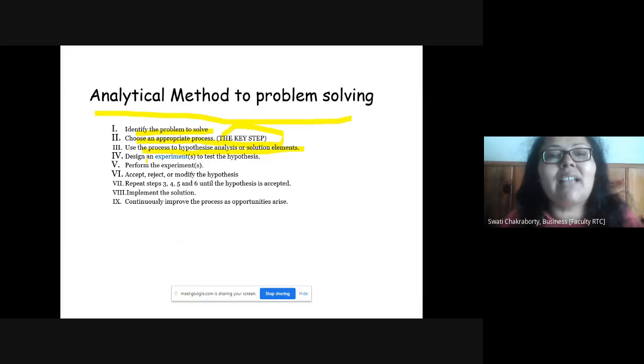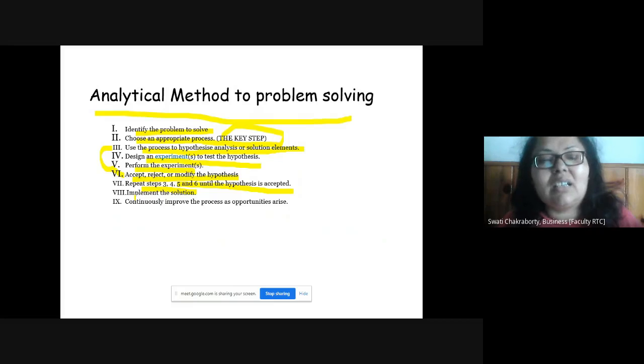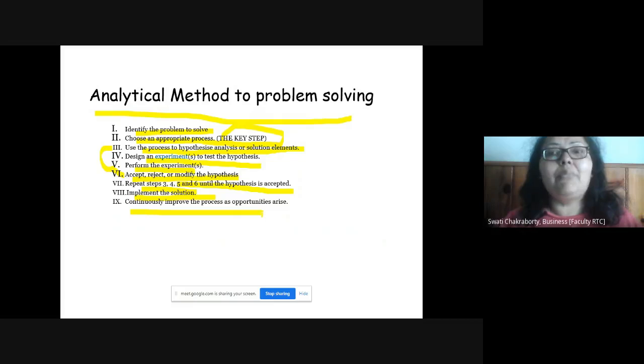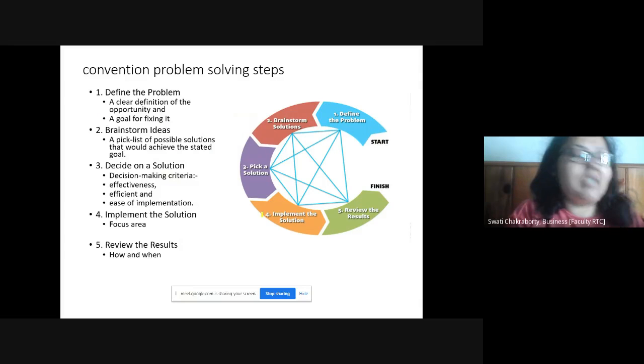Then you have to design an experiment to test that hypothesis to see whether your hypothesis is correct or not. After designing the experiment, you have to perform it, and then there can be three outcomes. You either accept, reject, or modify the hypothesis. And this entire step 3, 4, and 5 goes on. It's repeated, and 6 also is repeated until the hypothesis is accepted. Then you start implementing the solution, and finally continuously improve the process as opportunities arise, whenever it's possible to do it.